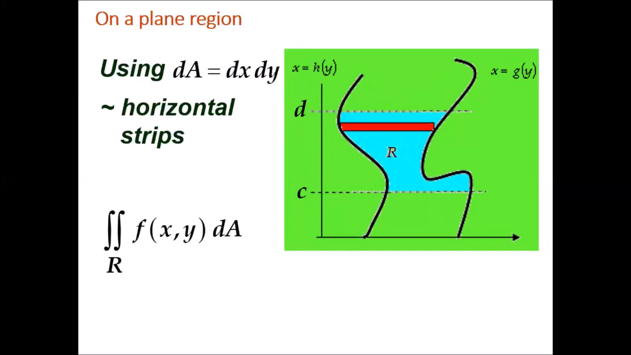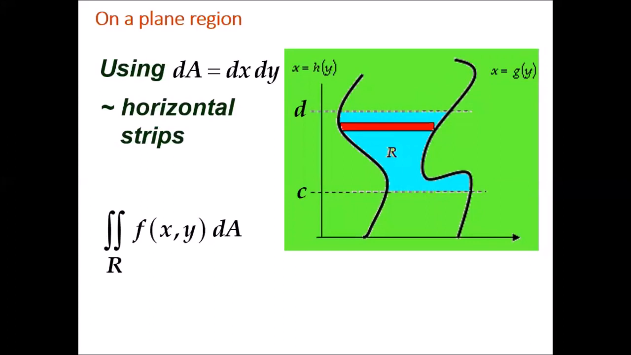Here, consider a region R bounded from the right by g of y, from the left by h of y on the interval c less than or equal to y less than or equal to d. In this example, it is convenient for us to use horizontal strips to find the area of the region R, thus setting dA to be dx dy.